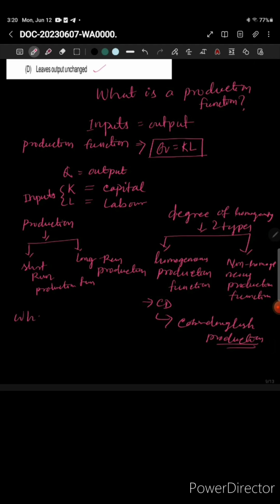So what is a homogeneous production function? Homogeneous production function means if we are increasing the inputs by a constant quantity, and at the same time there is an increase in the output by the same quantity, then that type of production function can be called a homogeneous production function.